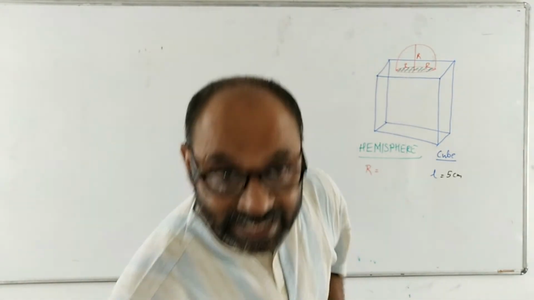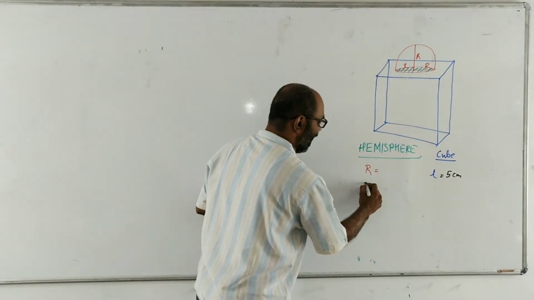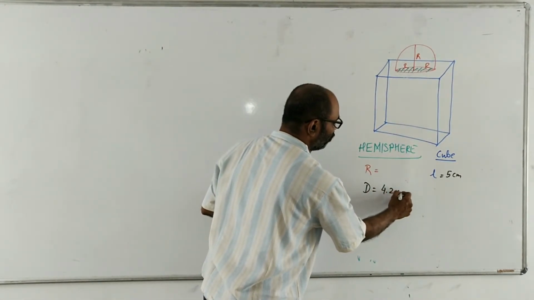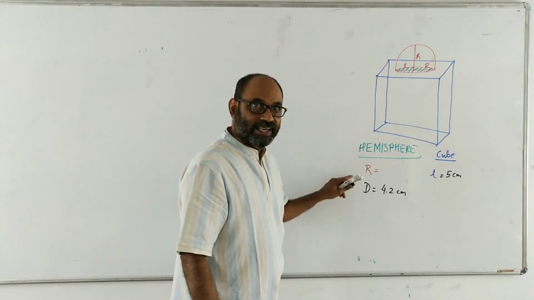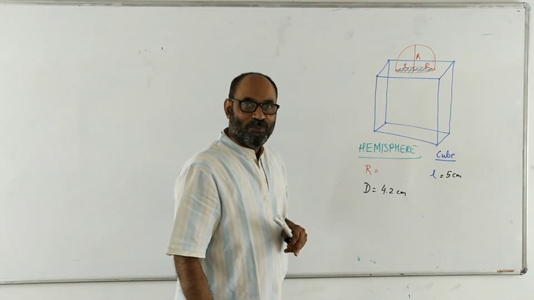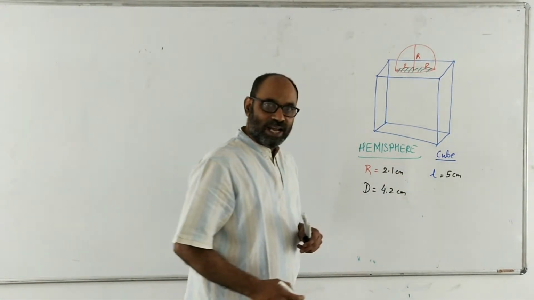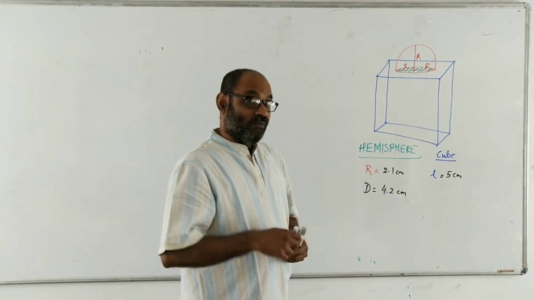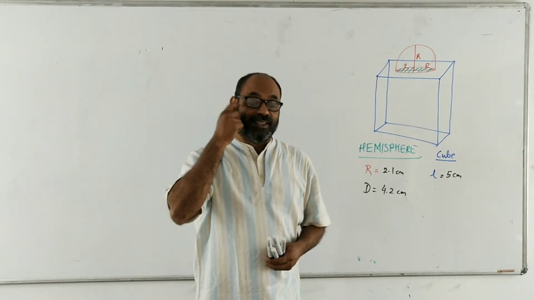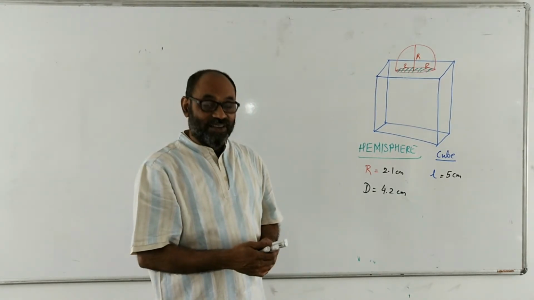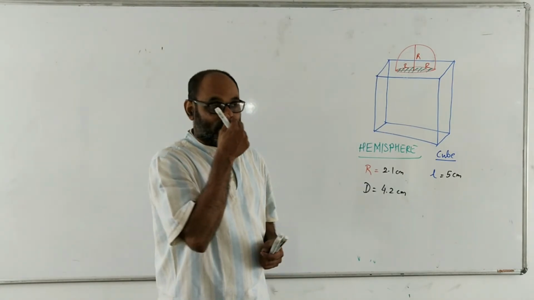And what is the radius given, children? Radius is 4, in fact diameter. So diameter is 4.2 centimeter. So what will be the radius? What is half of 4.2? Yes, 2.1 centimeter. All right, clear? Okay. Now very important thing is the formula derivation. How to establish the formula?